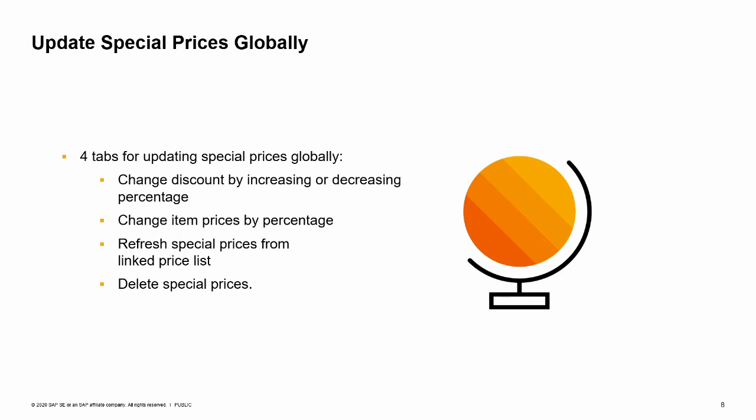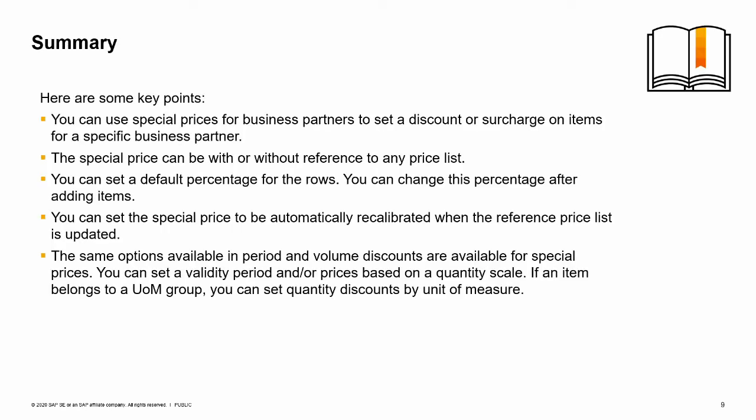You can use special prices for business partners to set a discount or surcharge on items for a specific business partner. The system searches first for special prices for business partners before looking for any other price type. If it finds a special price for the business partner, then that price will be used in the marketing document row. The price can be with or without reference to any price list. The price list reference does not have to be the price list associated with the business partner. You can set a standard percentage for the business partner that will default into the rows as you add items for special pricing. You can change this percentage after adding the item.